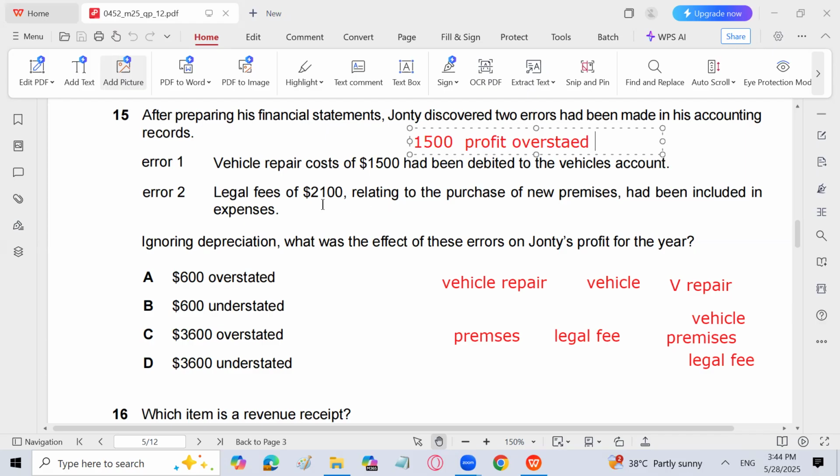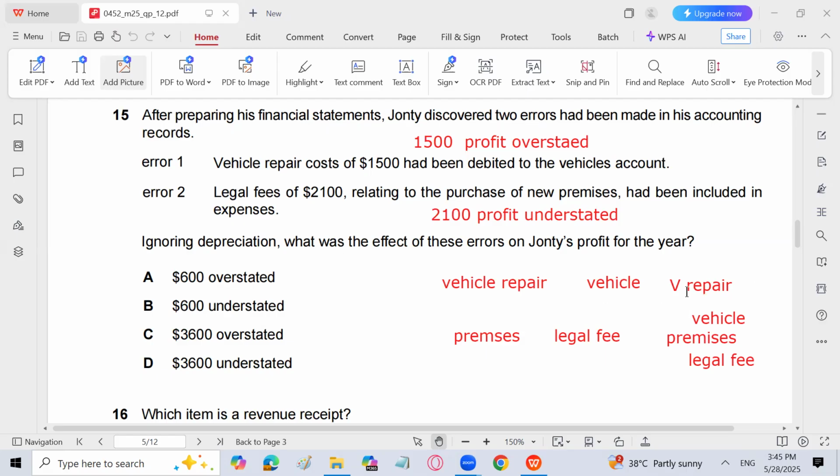It is not an expense. We have recorded it in expense. And because of that, expense has increased and profit has decreased. So because of 2100, profit is understated. So overall, profit is understated by 1500 से increase हो गया है, 2100 से decrease हो रहा है, 600 understated. B is the answer. You can go for the reverse effect of this entries also.